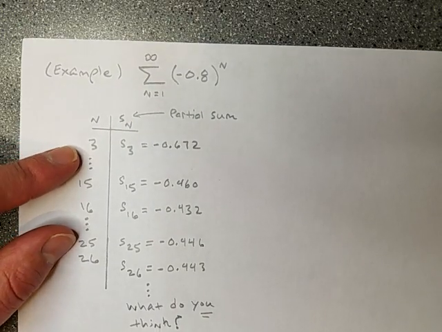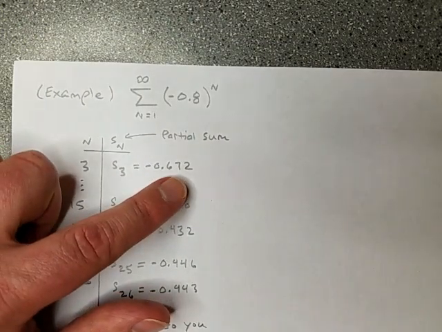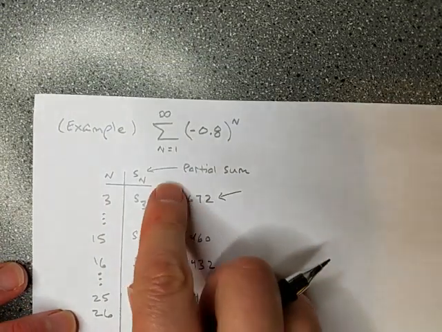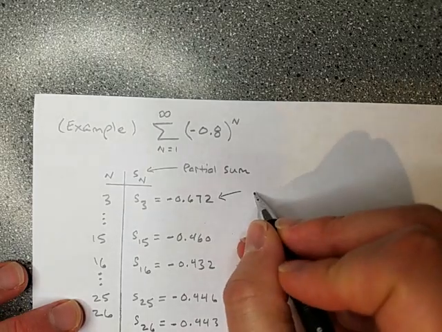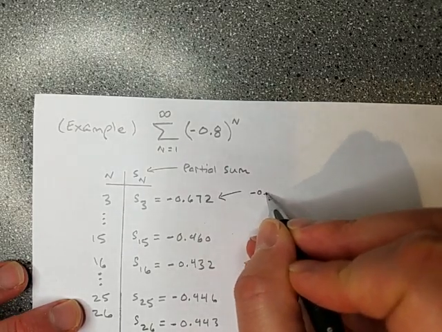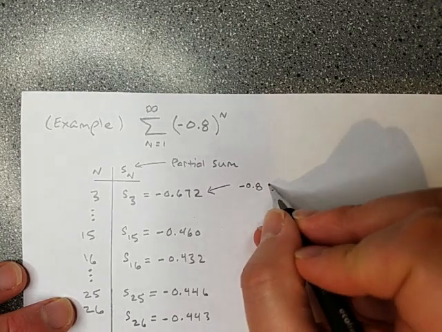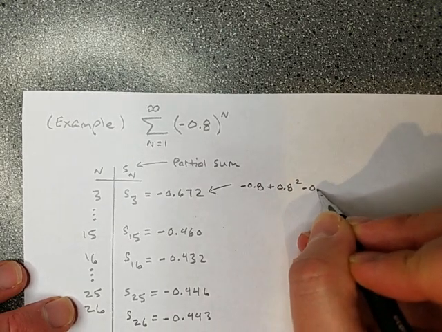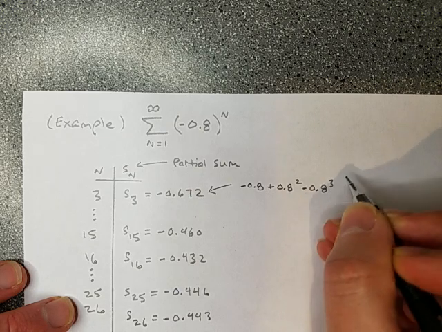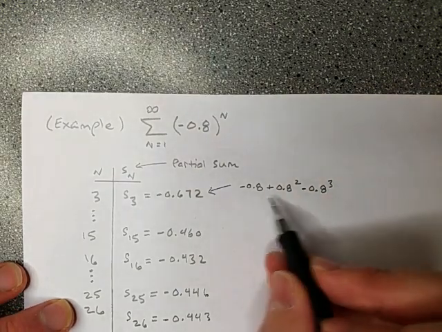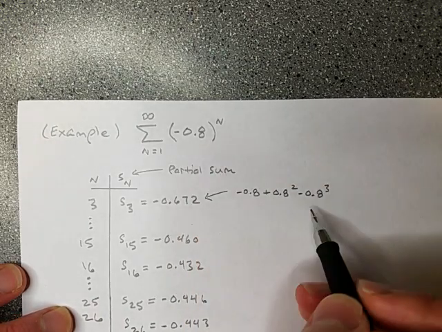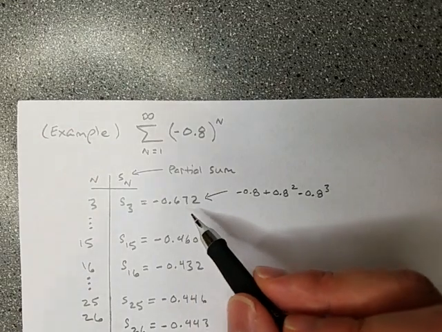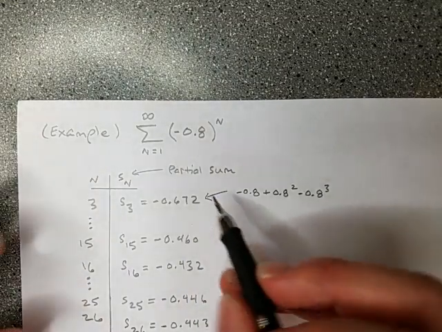First 3 terms add to negative 0.672. What am I saying there when I say S3? The partial sum S3. I'm saying if you took negative 0.8, plus 0.8 squared, minus 0.8 to the third power, okay? That would be the numbers that you'd get if you looked at the first three terms. If you did that, you get negative 0.672, okay? That's what a partial sum is.